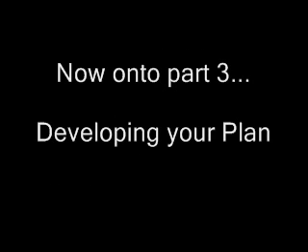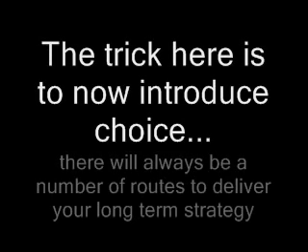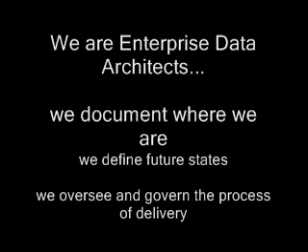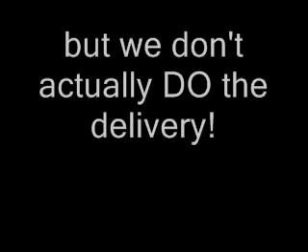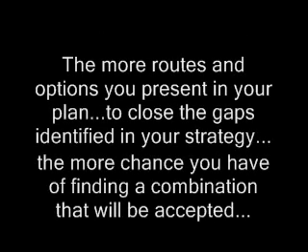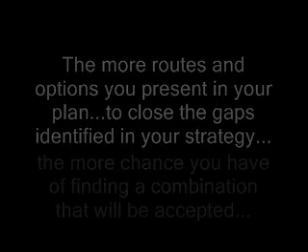Now, on to part 3, developing your plan. The trick here is to now introduce choice. There will always be a number of routes to deliver your long-term strategy. We are enterprise data architects. We document where we are, we define future states, we oversee and govern the process of delivery, but we don't actually do the delivery. The more routes and options you present in your plan to close the gaps identified in your strategy, the more chance you have of finding a combination that will be accepted.